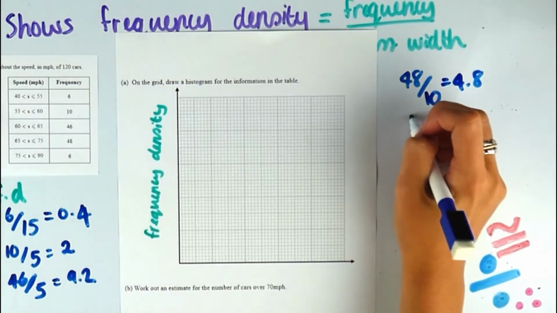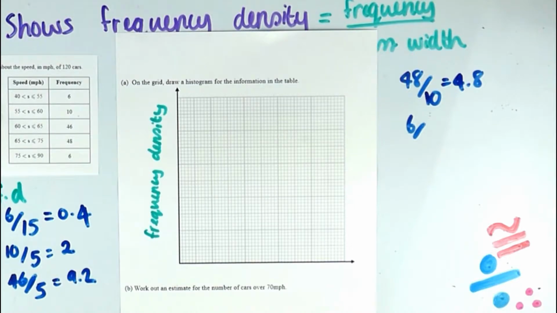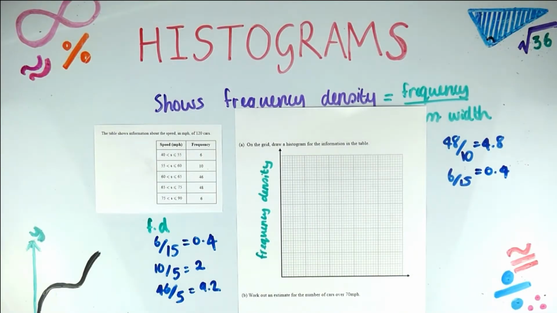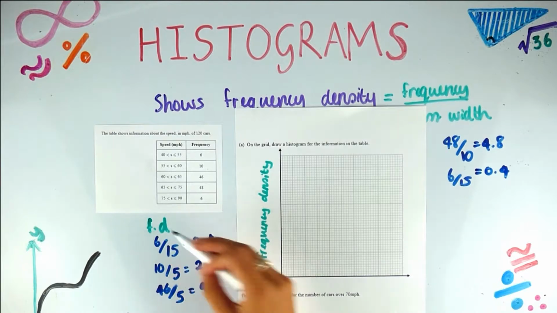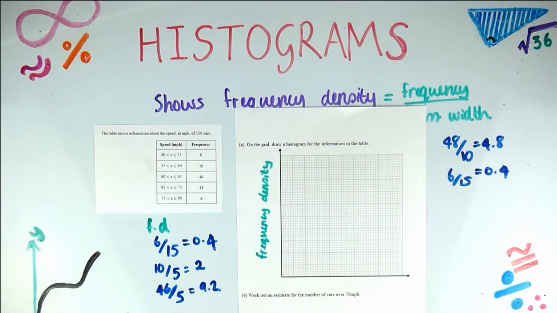And then the last one I have the frequency divided by the class width, so 75 to 90 is 15, and that gives 0.4. So these are the frequency densities, which I've called FDs, what we actually plot. Now all we need to do is draw the histogram, and we've got the nice part of deciding what to put on each of the axes and stuff, which I don't really enjoy doing.